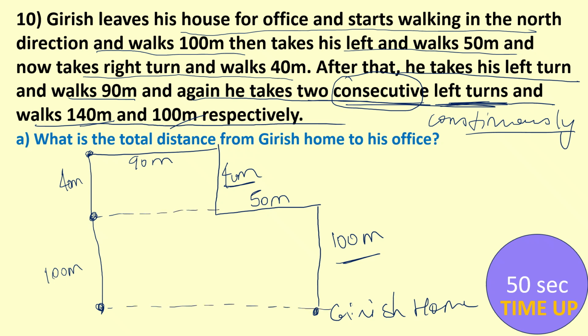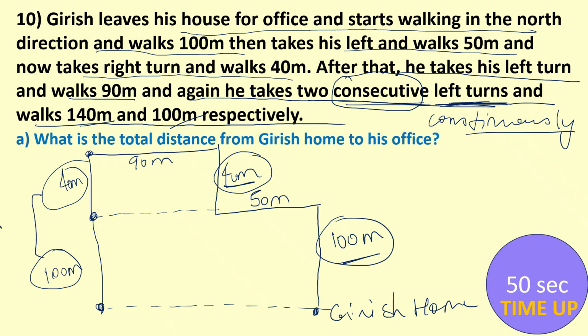So if I make a rectangle like this, if this is 40 meter, this is 40 meter. If this is 100 meter, this will be 100 meter. So in total, how much did he travel? 140 meter. And then again he will take what? The right turn, okay? Sorry, left turn. Two continuous left turns.